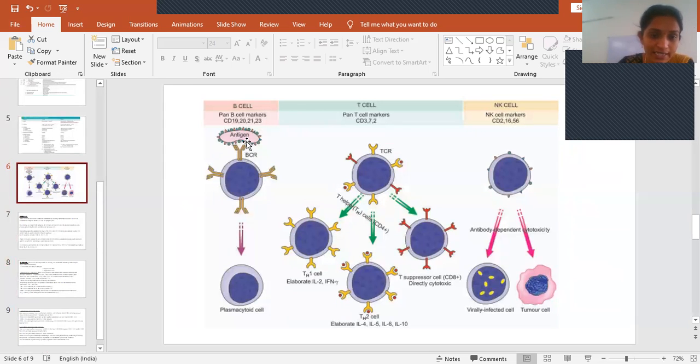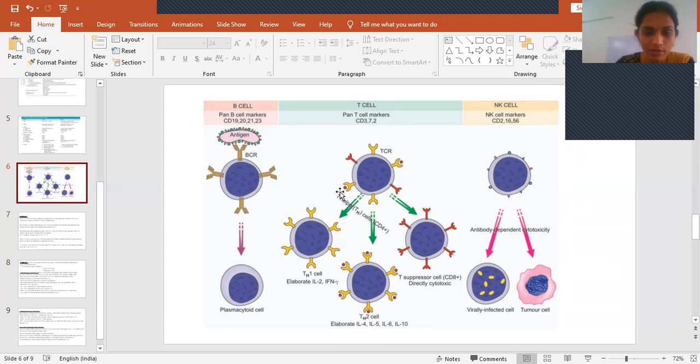So if you see this in the picture, this is the Fc component which helps in binding. In these T cells, this Fc component is absent, but they have receptors like the T cell receptor, TCR, which helps in binding. T cells are of different types: Th and T suppressor. Again, Th is of two types, Th1 and Th2. Th1 cells will elaborate cytokines like interleukin 2 and interferon gamma. Th2 cells will elaborate cytokines like interleukin 4, 5, 6 and 10.